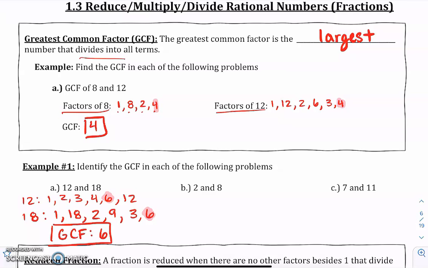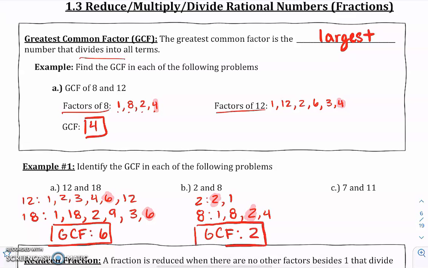So how about 2 and 8? Factors of 2. It's prime, so just 2 and 1. It's itself and 1. 8, however, you've got 1 and 8, and we did it up here, 2 and 4. So the greatest factor that they have in common is just 2. So it's okay if the common factor is actually one of the numbers itself. That's actually quite common, and it is fine.